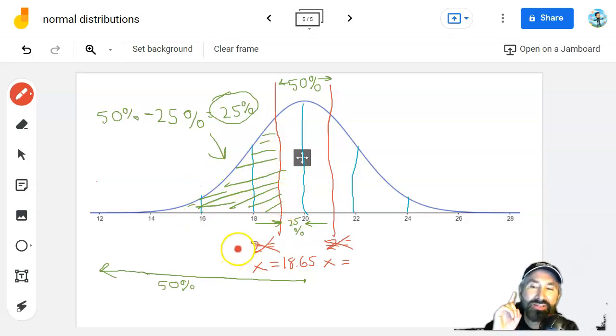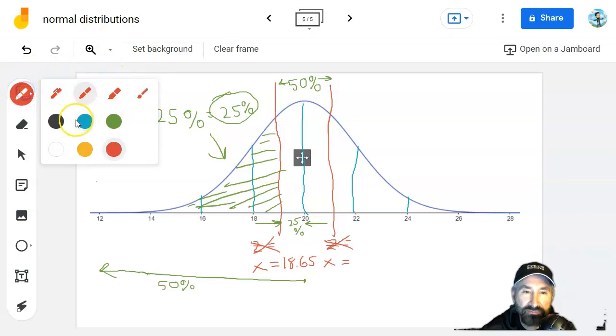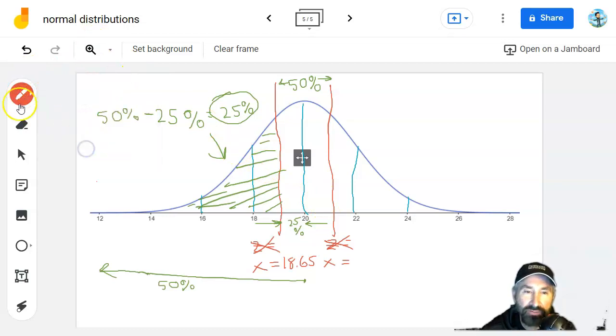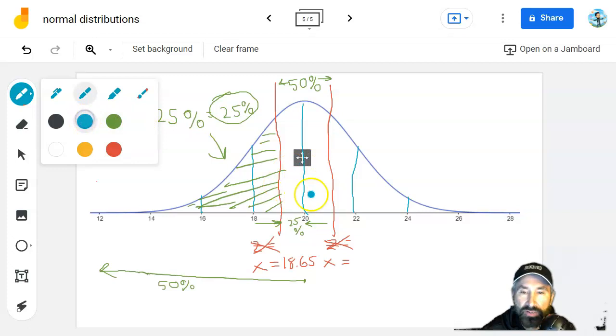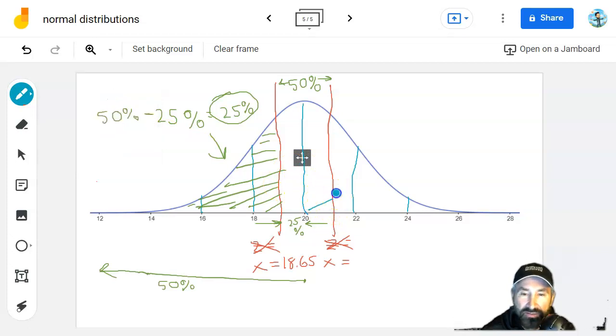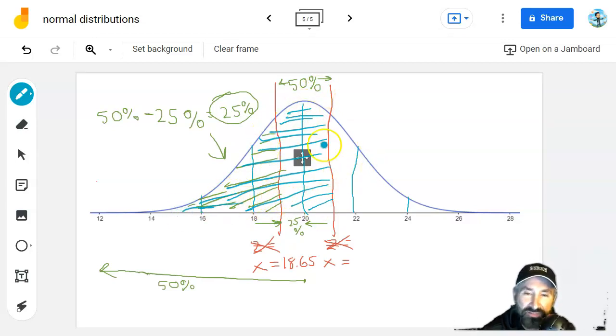So actually, I'd like you to pause the video and figure out what percent is to the left of this cut point right here. Well, if we went and shaded it in, maybe let me use a different color here, maybe blue. If we had to shade all that in, what percent of the curve is to the left of this cut point? Take a moment, pause the video, see if you can figure it out.